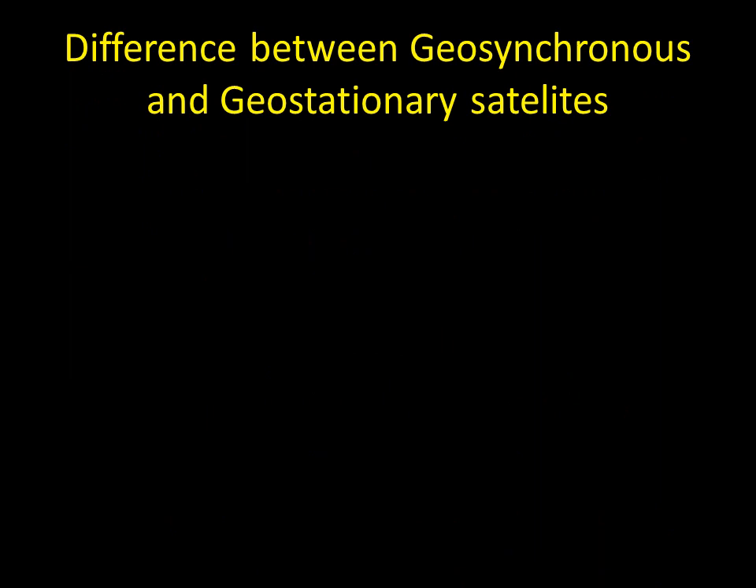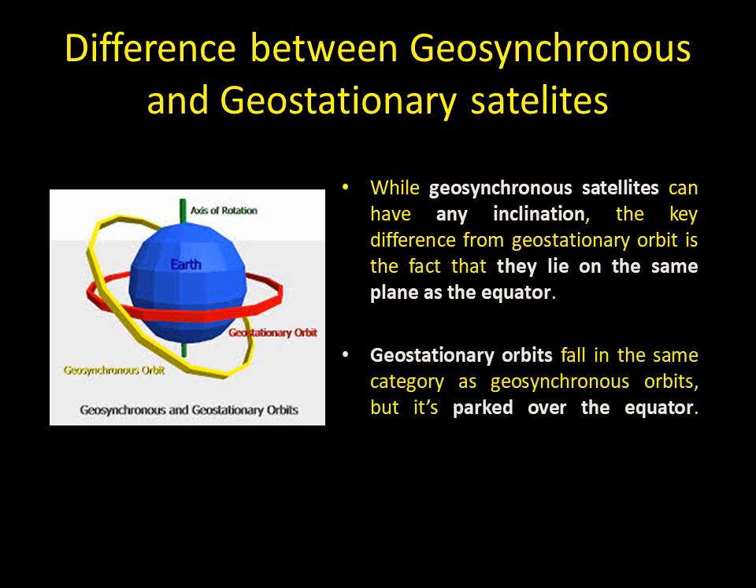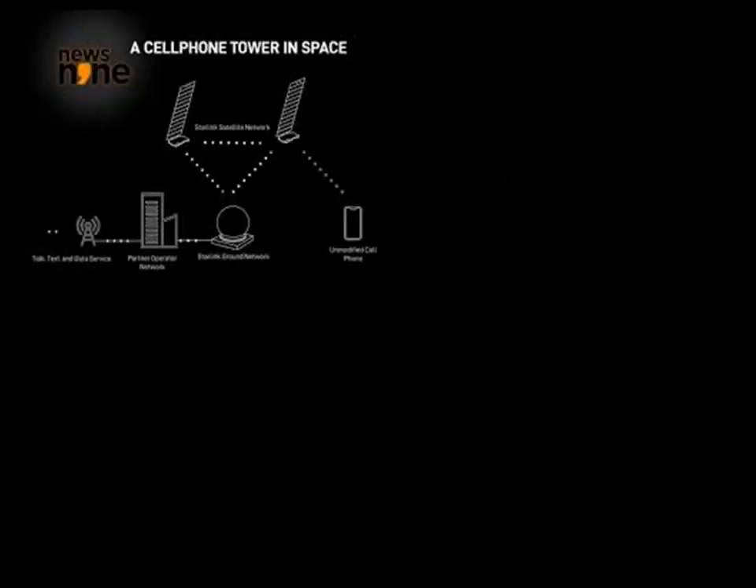Difference between geosynchronous and geostationary satellites. While geosynchronous satellites can have any inclination, the key difference from geostationary orbit is the fact that they lie on the same plane as the equator. Geostationary orbits fall in the same category as geosynchronous orbits, but it's parked over the equator.